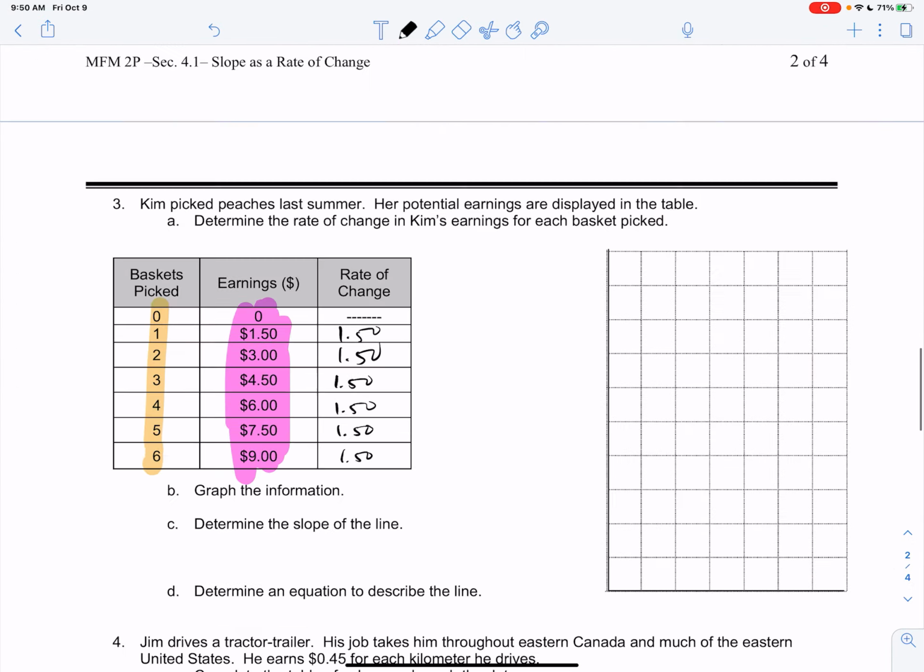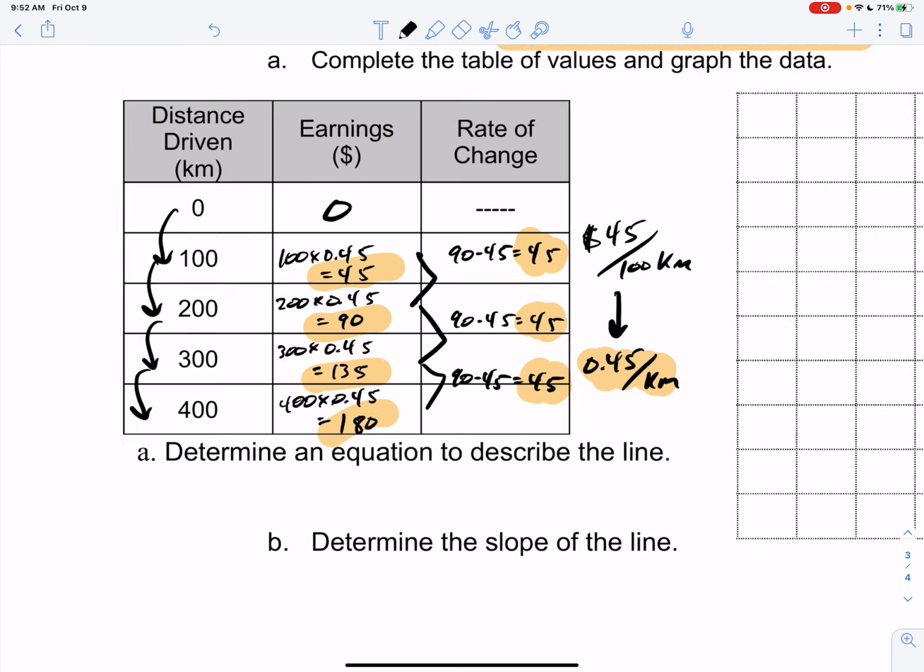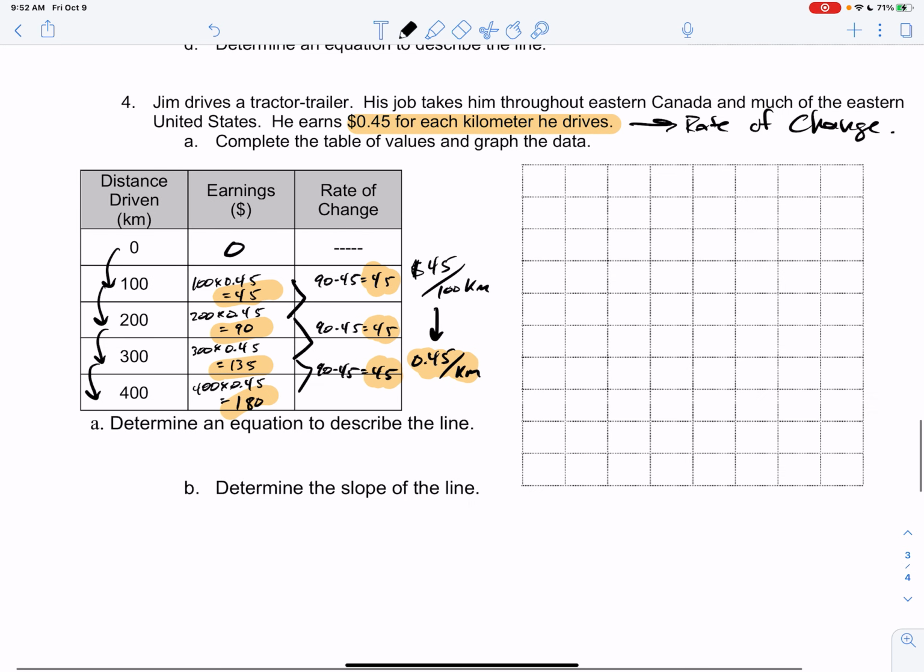45 cents per kilometer. This is really your rate of change, but a lot of times, depending on the question, you want to express your rate of change in a larger unit of measurement, right? If you're talking about a truck driver who's going to be driving 400 kilometers, you don't want to be measuring it in per kilometer. You want to break it up into per 100 kilometers. It would make more sense.